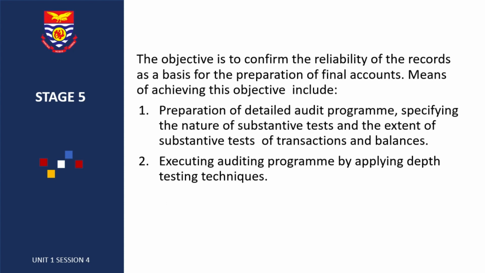Stage 5. With stage 5, the objective is to confirm the reliability of the record as a basis for the preparation of the final account. Now, the means of achieving this objective include preparation of the detailed audit program, specifying the nature of substantive tests and then the extent of substantive tests of transactions and balances. You also have to execute the auditing program by applying testing techniques. If you really want to achieve this reliability of record that are presented in the final account, these must be achieved.